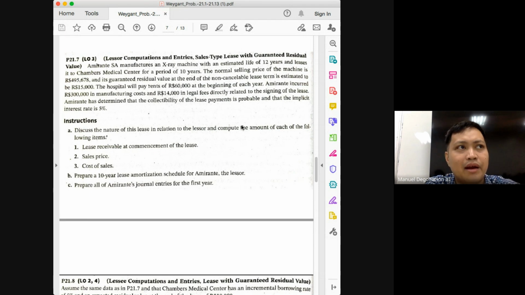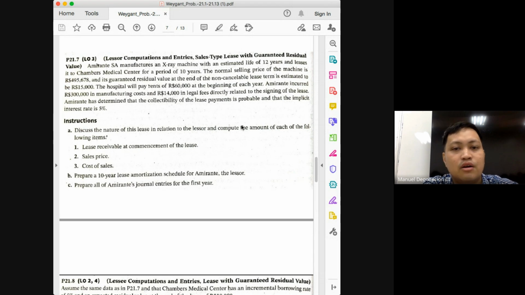What are we supposed to compare? The present value of the minimum lease payments and the fair value of the asset. Do we already have the fair value of the asset, class? Yes, which is the normal selling price amounting to 495,678. Next, what do we compare the 495,678 with? The present value of your minimum lease payments.